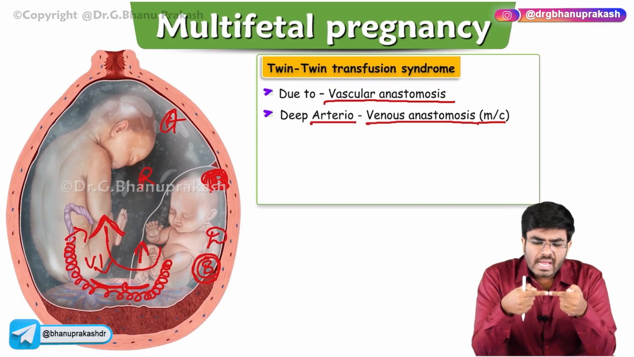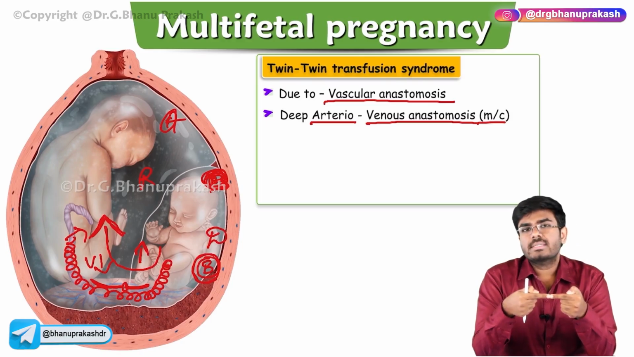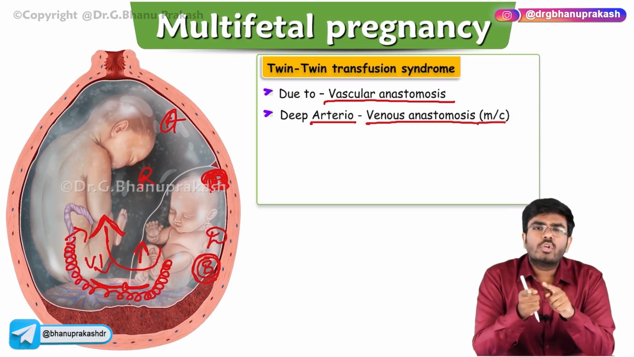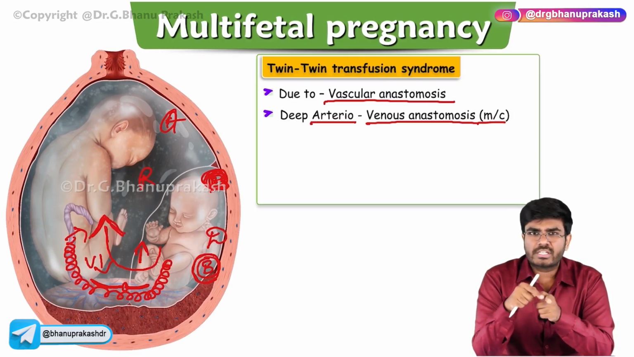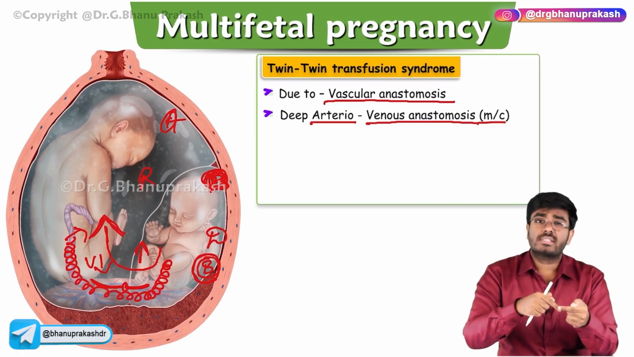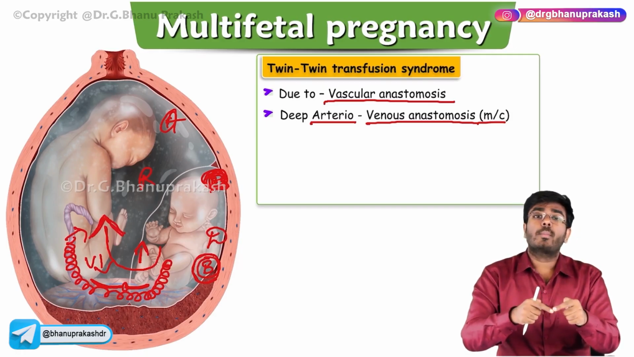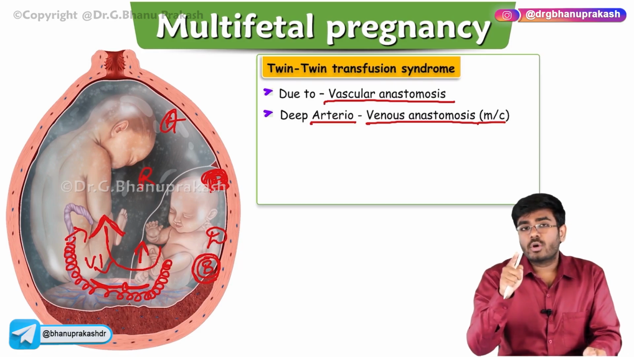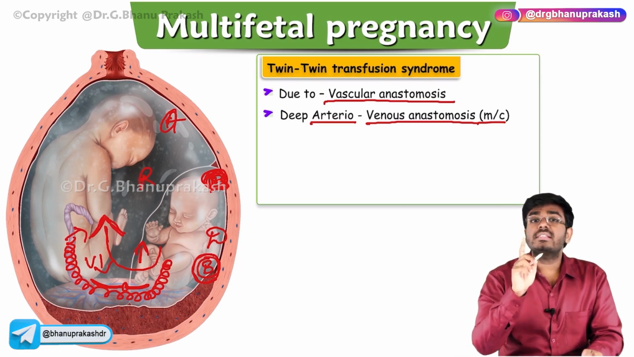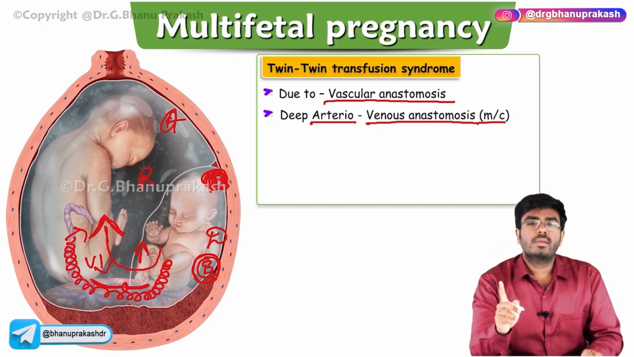Why? Because if there is an arterial anastomosis, there won't be a big problem because the same pressures will be there. Blood is not going to move unidirectionally from one baby to the other baby. But if there is an arteriovenous anastomosis, then blood is going to move from the artery to the vein. That will cause a problem. That is twin transfusion syndrome. In between the twins, there is transfusion of the blood.